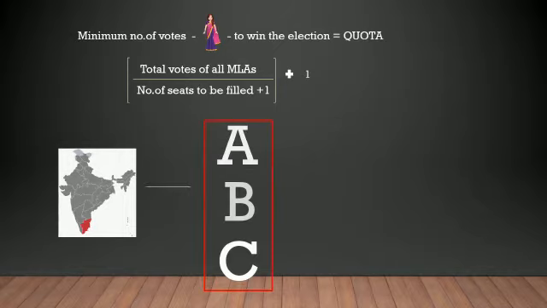So in case of these elections that are going to be conducted in Tamil Nadu for filling the seats of these 3 members, the quota will be 23,400 divided by 3 plus 1, the whole plus 1, which is 5,851. Thus, those candidates who reach 5,851 votes would win the election.